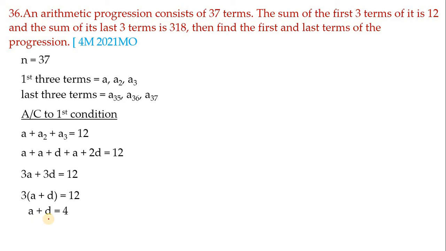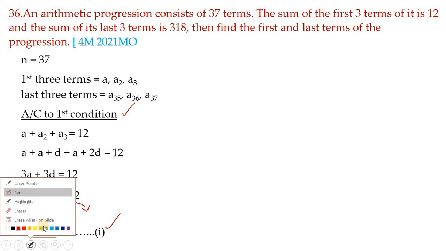Here we find any one value, either the A value or the D value. I will find the A value, hence D transferred to this side becomes minus D. So A equals 4 minus D, and call it equation number 1. From the first condition I have got this equation.